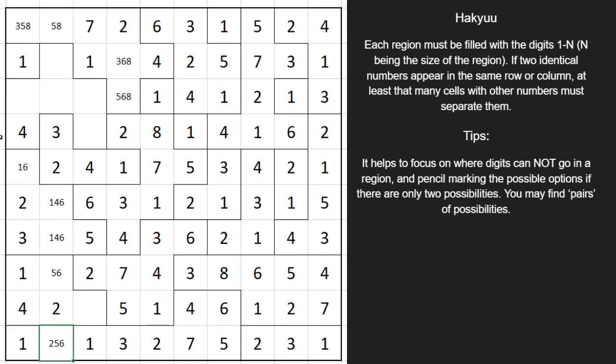And since this is a 5, 6 pair, where does the 3 go? The 3 must go there. This 5, 6 pair means these can't be 6s because one of these is going to be a 6. So this is now a 1, 4 pair, making that the 6. We'll make that bigger.